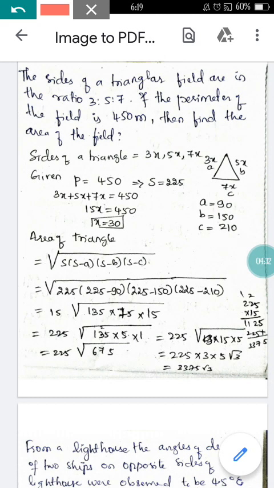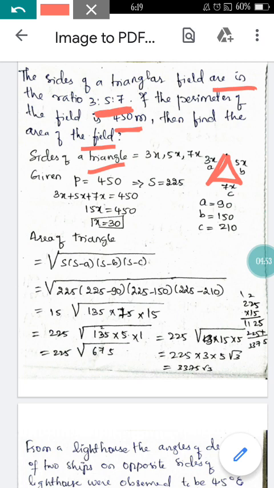See here the question. The sides of a triangular field are in the ratio 3:5:7. If the perimeter of the field is 450 meter, they have given the perimeter of the triangle as 450. As you can see, P is equal to 450. Then find the area of the field. They are asking to find the area of the field, the area of a triangle, right?